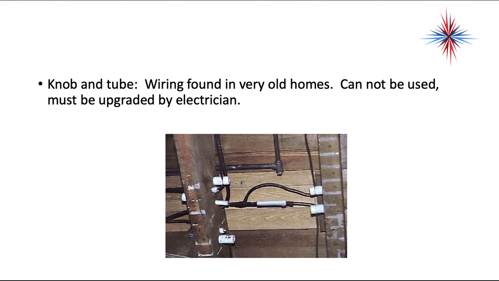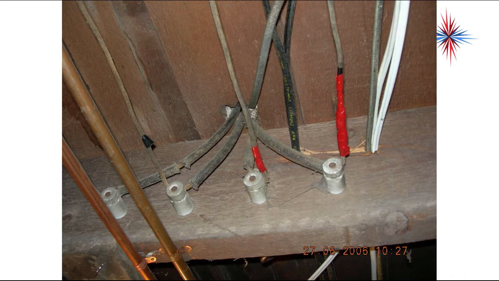Now, knob and tube wiring, it's found in very old homes. It cannot be used. If you need to connect into it, you have to have it upgraded by an electrician. The wiring is run from knob to knob, uses tubes. You can see it here, uses tubes to go through any penetrations to protect the penetration. There's very little insulation on it, and it is a fire hazard. So if you find it, do not connect into it. Has to be upgraded. And just a closer look of how this goes, okay?